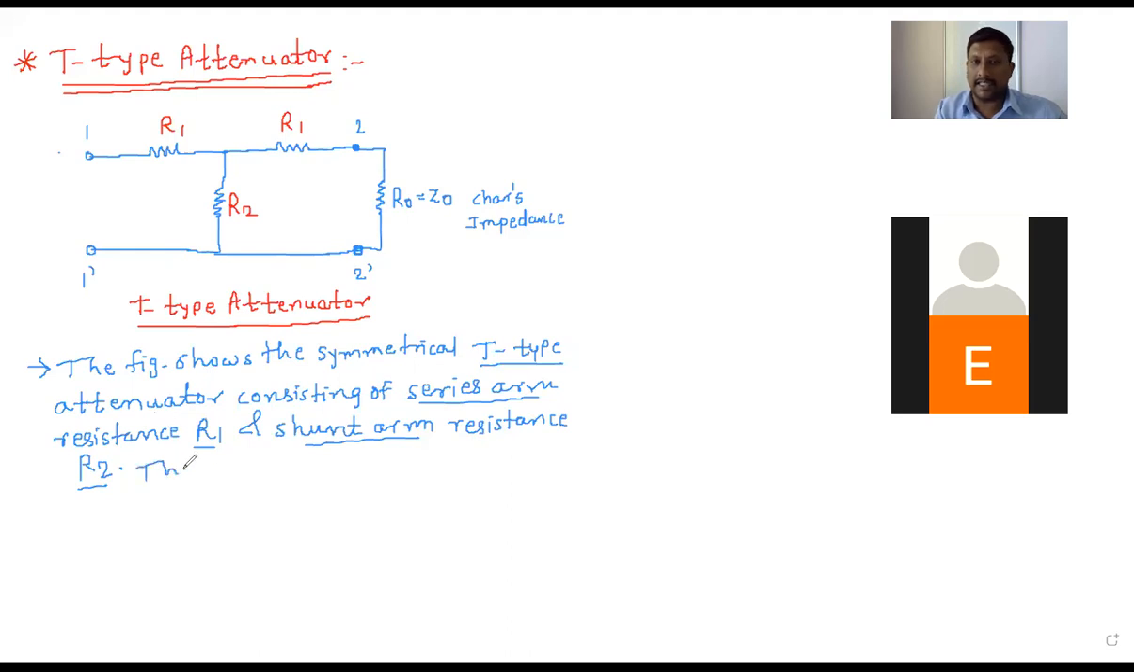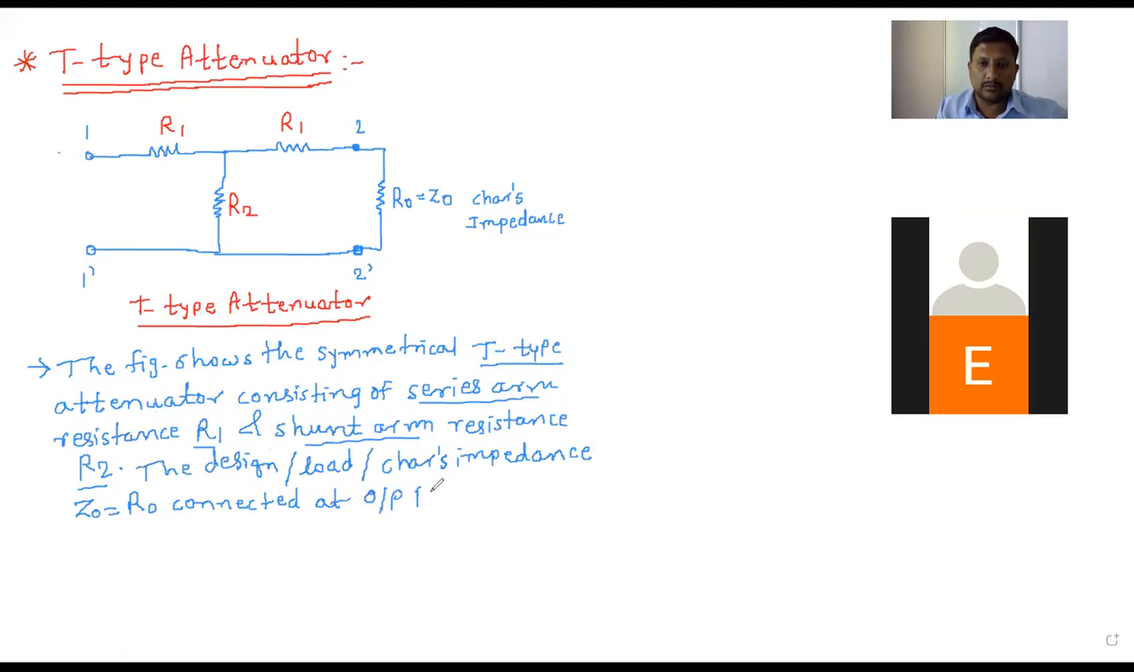Now next, the design impedance, the load impedance, the characteristic impedance Z0 is equal to R0, connected at the output port of the network. Now we have to determine the formulas for R1 and R2. For that, we are going to discuss the derivation here.